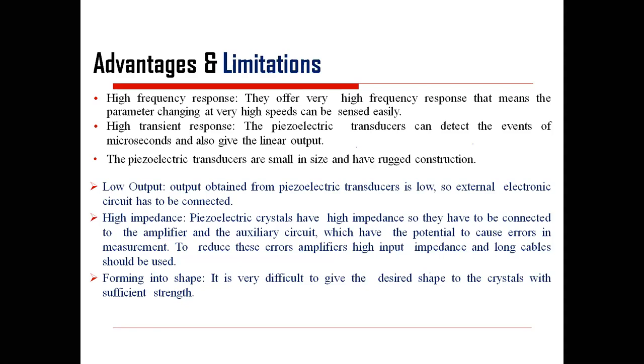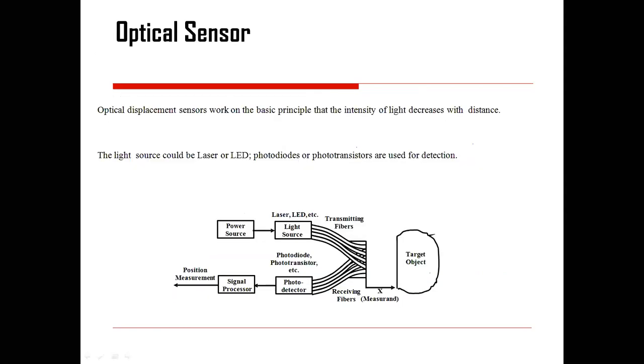Now, another one is your optical sensor, and this optical sensor is commonly used for the measurement of displacement. If you observe this optical sensor, here is the target, and this target is either moving in the forward direction or the reverse direction. One power source is provided, then a light source, which is operated using the power source, then using transmitting fibers or optical fibers, that signal light is moving towards the target.